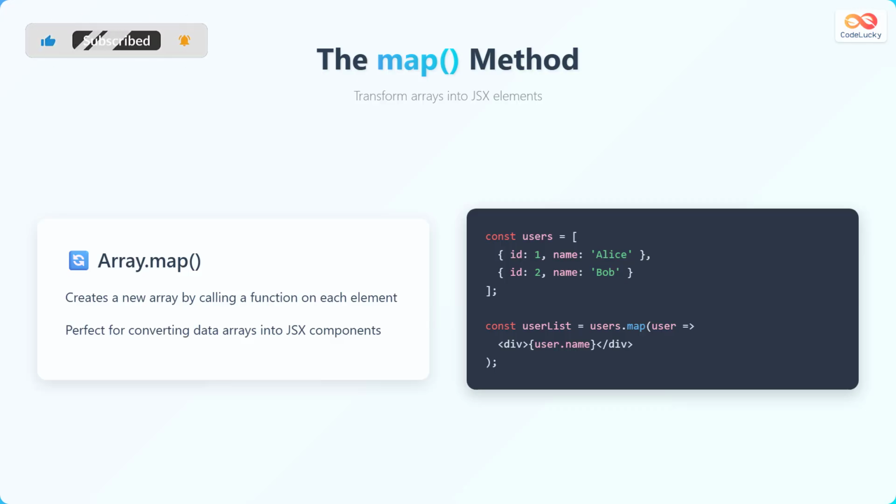Take a look at the code on the right. Here we have an array of users, each with an ID and a name. The user list component uses the map function to iterate over this array and create a div element for each user, displaying their name.